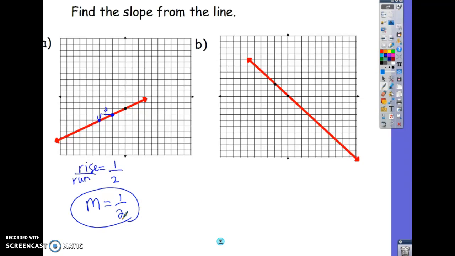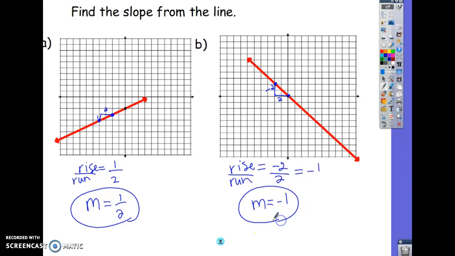We do the same thing for our next graph. We find a point and figure out how far up or down we have to go. From this point right here, we always work from left to right. So from this point farthest left, we go down 2 and we go over 2. So our rise would be -2. Negative is how we express going down. And our run would be +2. Well, -2 divided by +2 is -1, so our slope is -1.